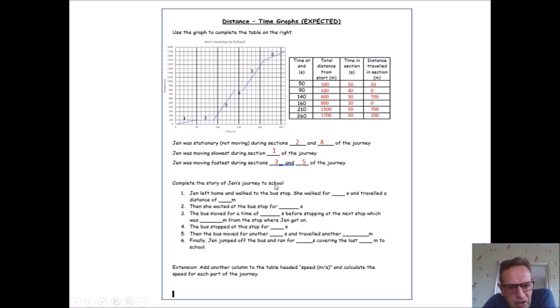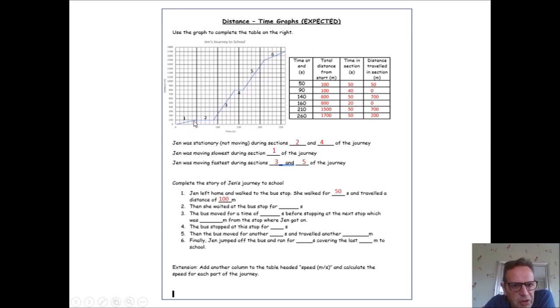Okay, so complete the story of Jen's journey to school. So Jen left home and walked to the bus stop, and she walked for, here we go, here's her walking to the bus stop. That's taken her 50 seconds. And she travelled a distance of 100 metres.